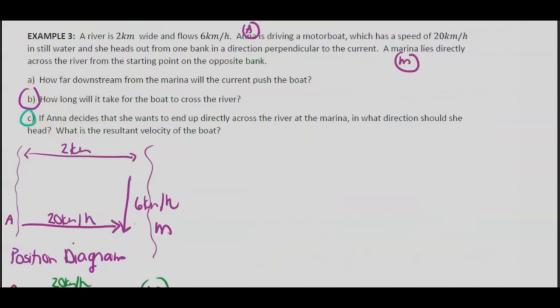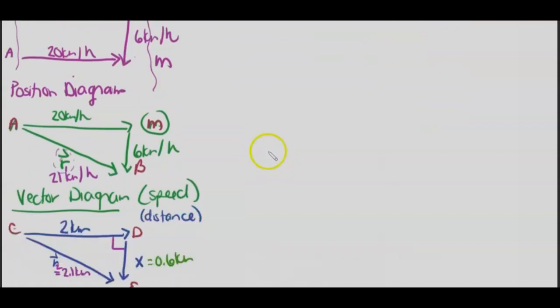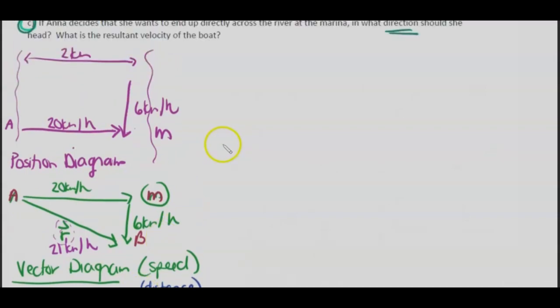So C, if Anna decides that she wants to end up directly across the river at the marina, in what direction should she head? So we're trying to find the direction. And what is the resultant velocity of the boat? This one's a little bit different. We originally were thinking, if she heads across and then the stream pushes her down, she's going to end up 600 meters or 0.6 kilometers down from the marina. Well, now she wants this to be her resultant.